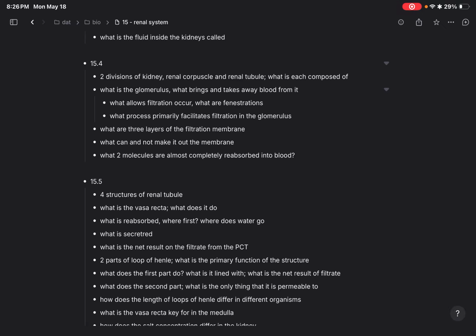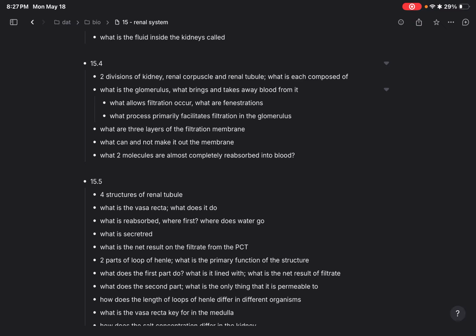Okay, what is the glomerulus? That's just a ball of capillaries. They have fenestrations, which allow filtration to occur. What allows it to fully occur is having blood pressure. You need blood pressure for the blood to push through and apply hydrostatic pressure. Or is it the osmotic? I don't know.